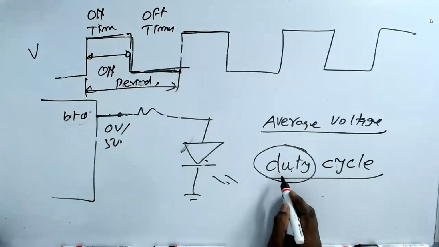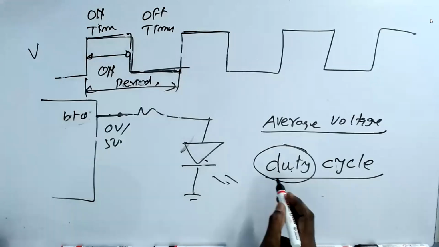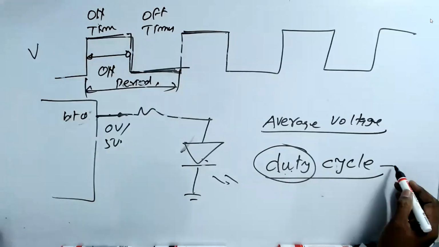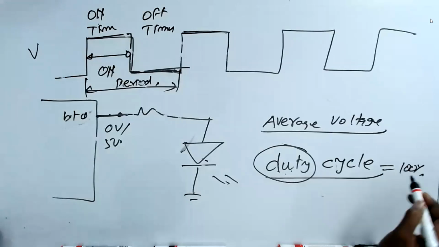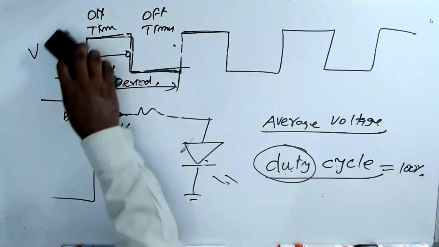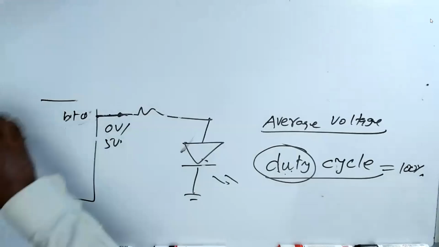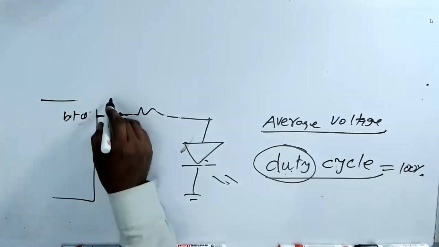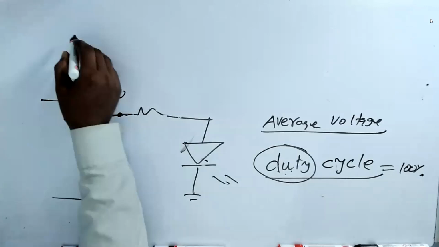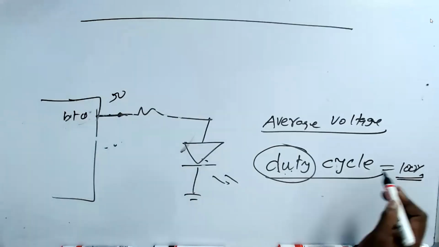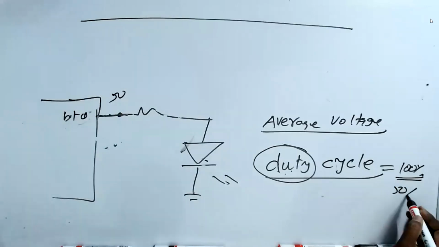If I say duty cycle is 100%, that means the power is always on. I make it always on. It's 5 volts. That means 100%. If it is 50%, that means I keep it on for half the time and off for half the time.